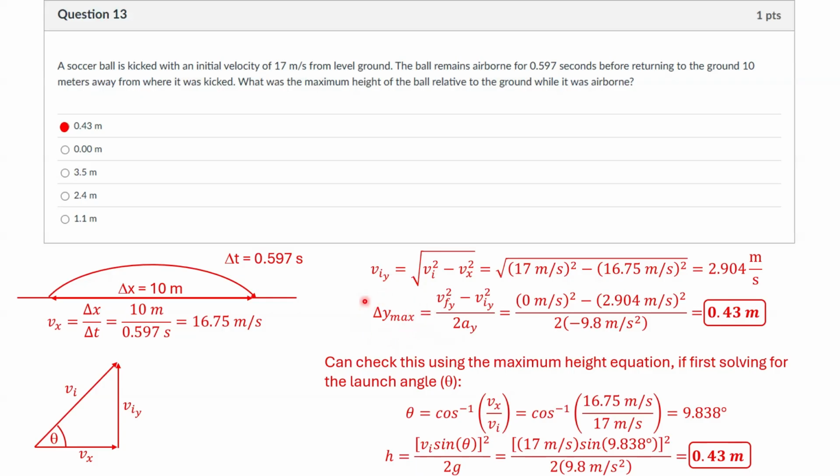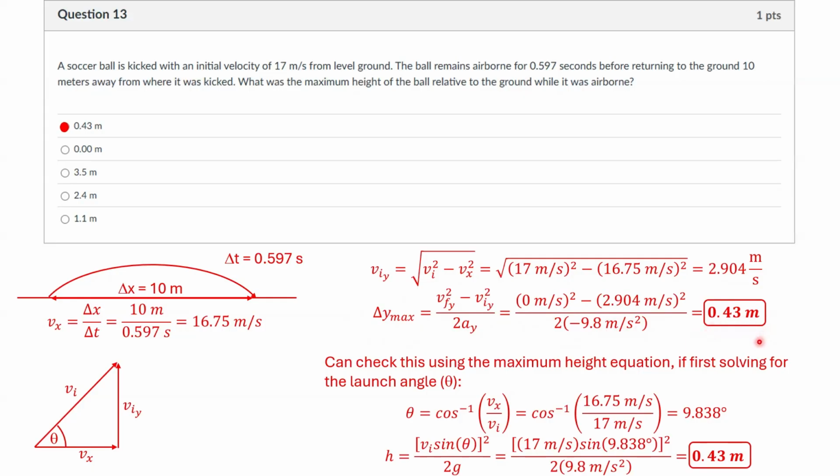So we rearrange that to solve for the vertical component of displacement, given our known knowledge that the final vertical component of velocity will be 0, that the initial vertical component of velocity is 2.904 meters per second upward, and that the constant acceleration is negative g. Plugging those things in, 0, 2.904, negative 9.8, we get a negative over a negative, which is good because we should have displaced upward. And the math tells us that that vertical upward displacement should be 0.43 meters.